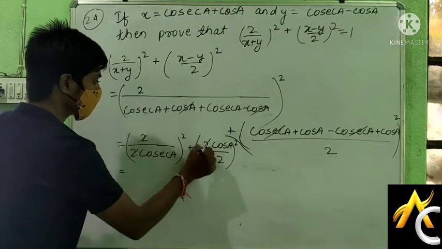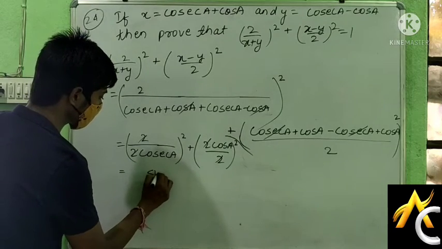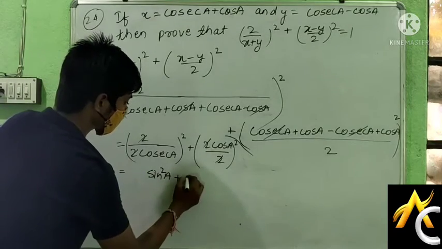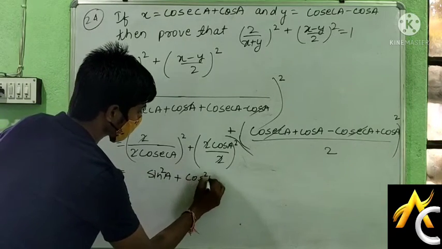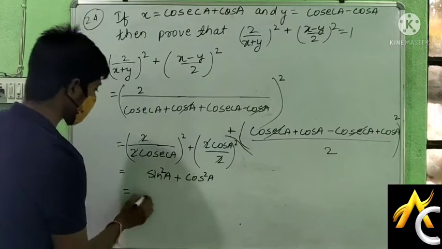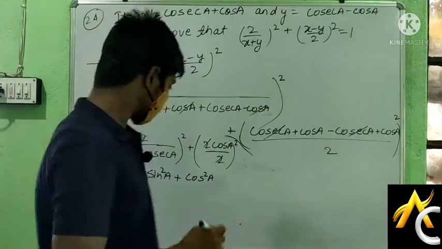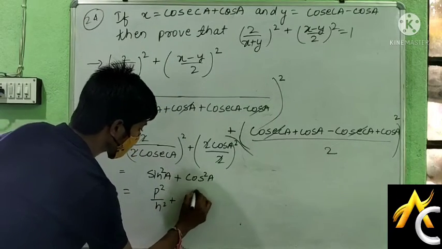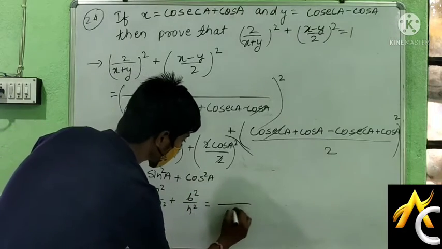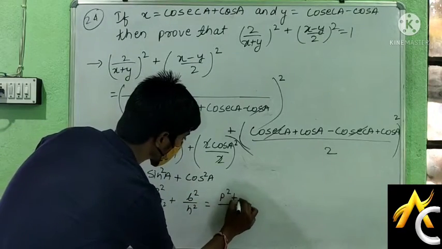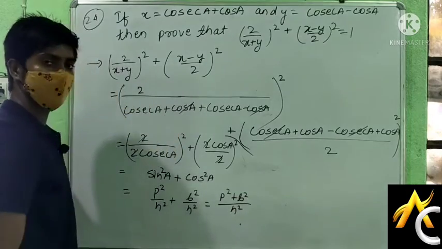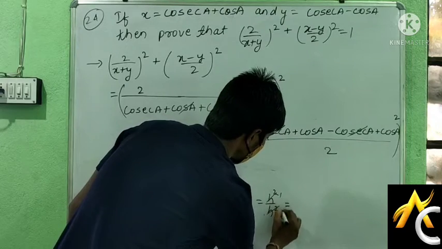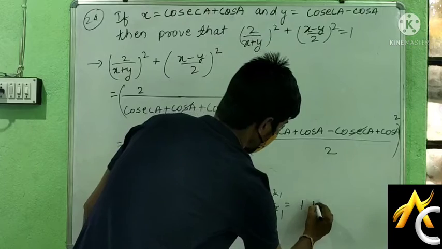That implies 2 cancel. Now 1 by cosec a is equal to sin a, and square of sin a is sin square a plus cos a, square of cos a is equal to cos square a. Now as we know that sin a is equal to p by h, so it will be p square by h square plus this will be b square by h square. Now by taking LCM h square, then it will be p square plus b square, and as we know that p square plus b square is equal to h square, so it will be h square by h square, cancels each other, hence this will be equal to 1, hence proved.